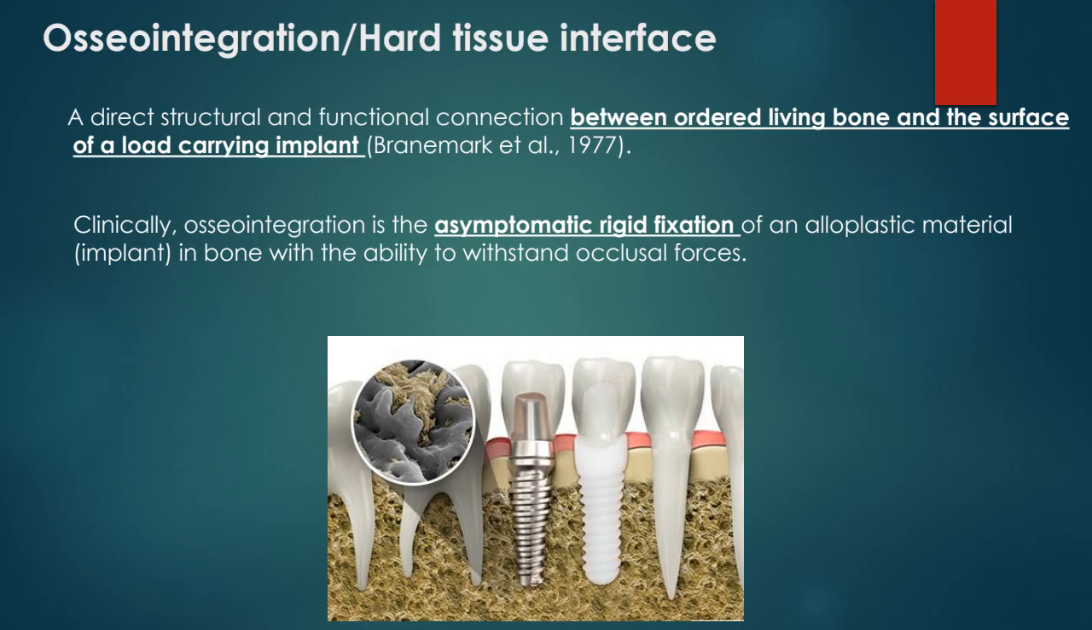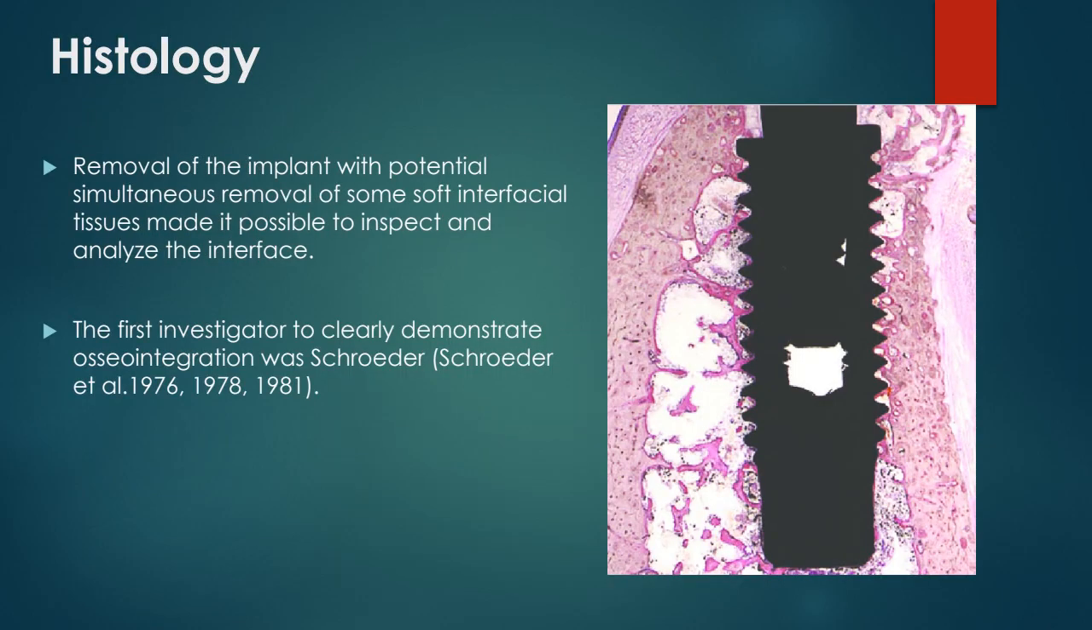Okay, when we look at the histology, you can see that bone forms around all of the surfaces of the implant and within the threads itself. By increasing the width of the implant, we're going to increase the surface area, and therefore increase the contact with the bone. The first person to show histological evidence of osseointegration was Schroeder, in studies in the 70s and 80s.